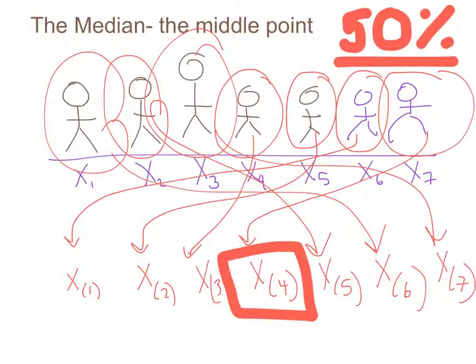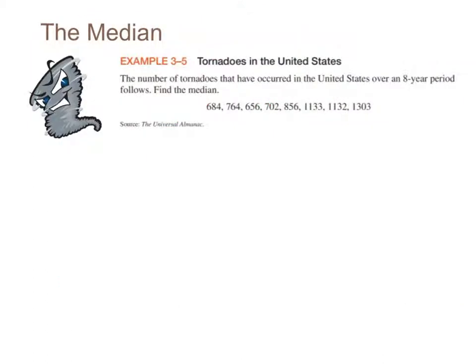Okay, let's take a look at a second example for the median. This is the number of tornadoes that have occurred in the United States over an 8-year period, and we're going to find the median for this particular example. So the first thing I need to do is I can't just say, all right, there's 1, 2, 3, 4, 5, 6, 7, 8, so it's even, and I'm going to go half and half. That's not going to work, because in order for you to do this, your set has to be ordered first.